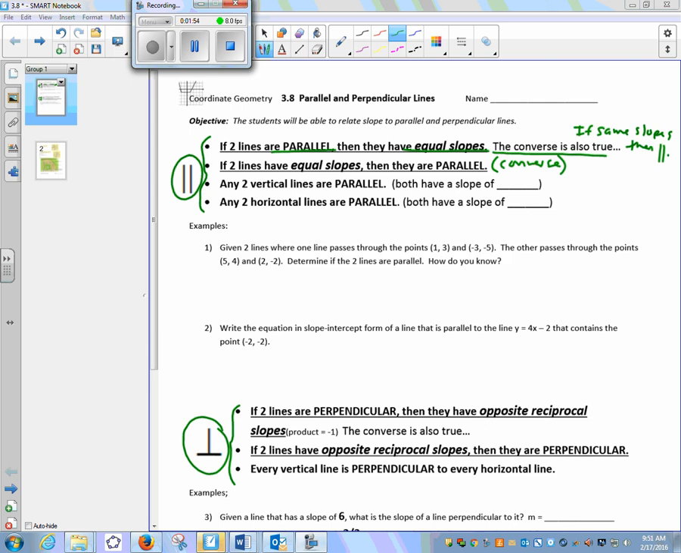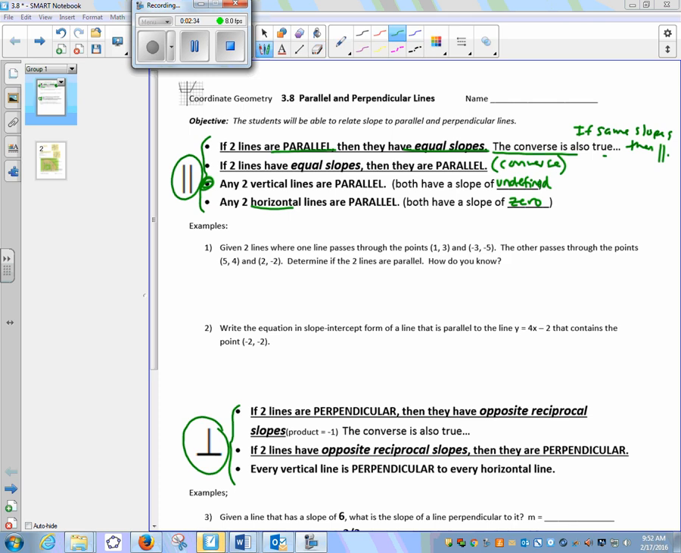Any two vertical lines are parallel. If you've got this vertical line and this vertical line, they're going to be parallel, and they both have a slope that is undefined. Similarly, any two horizontal lines are parallel, and they both have a slope of 0. Okay, we learned this when we talked about the equations of lines and graphing them.